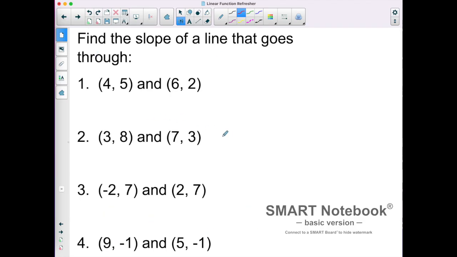So we're going to find the slope of the line that goes through these sets of points. All right, often I find this helpful to write it as a table just to organize my x and y's, but that's not necessary. I do have 4, 5, and 6, 2, and we can look to see how much does it change in the y values. The y values decrease by 3, and the x values increase by 2. So if I'm looking at change in y over change in x, that would have been -3/2. So the slope is -3/2.